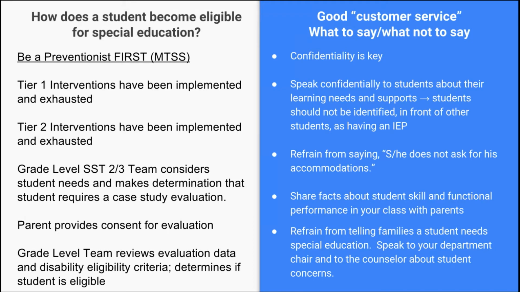Please refrain from saying the student does not ask for their accommodations when discussing a student's performance or use of accommodations. It is not the student's burden to ask for what they are entitled to under their IEP. It is the obligation for the adults to provide. When communicating with guardians about a student who is striving to achieve success, share facts about the student's skills and functional performance in your class. Refrain from telling a family that their student needs special education. Instead, speak to your department chair and to the counselor about what you know about the student with a preventionist mindset and approach.